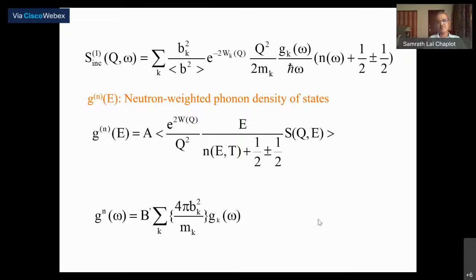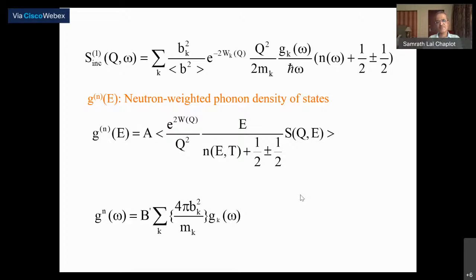Of course, on the other hand, one can do a good calculation from density functional theory and obtain the one phonon neutron spectrum, which can be measured by neutron scattering, and compare the two.